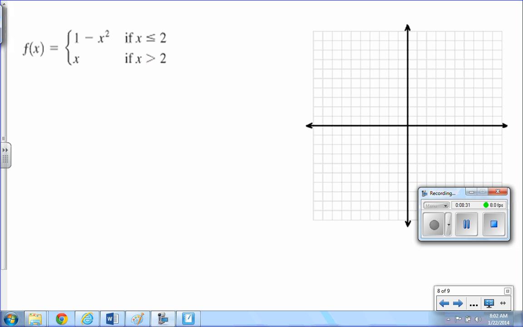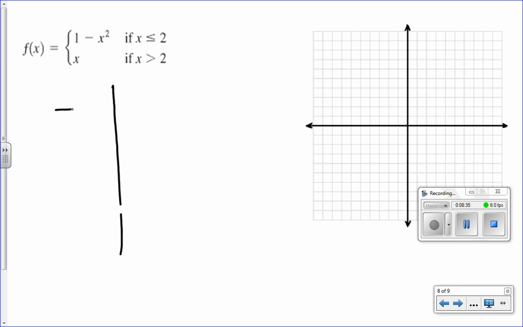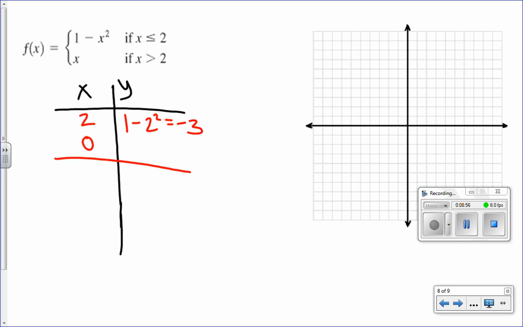All right, here's the final example. It's a 2-part piecewise function. Let's make a table first, with 2 sections. So the first section is a quadratic function, and some important things are happening around 2. So I'm going to plug in 2, and a number less than 2. Let's plug in 0. When I plug 2 into this quadratic function, I get 1 minus 2 squared, which is -3. If I plug 0 into this function, I'll get 1 minus 0 squared, which is 1.